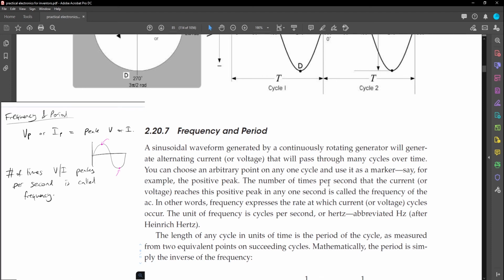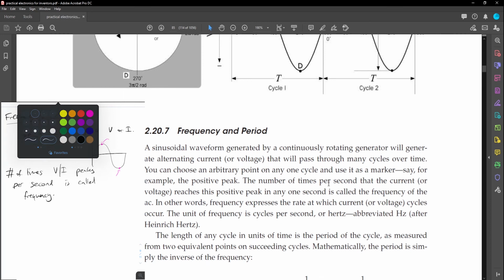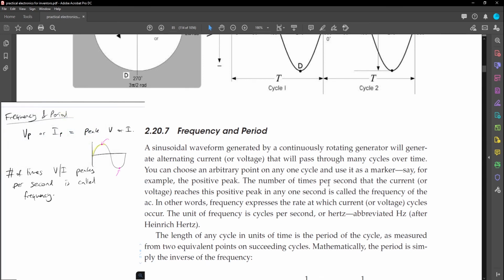Instead of the normal, well, once it's done one complete wave, that's its frequency. But I like that, the amount of times in a second that it peaks. I don't know if that's a proper definition, but this is what they say, so I'll take that. In any 1 second is called the frequency of the AC. It's called frequency or frequency of AC. I'll stick to frequency. In other words, frequency expresses the rate at which current cycles occur.